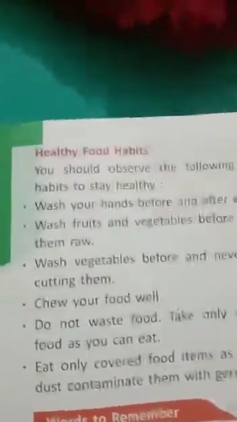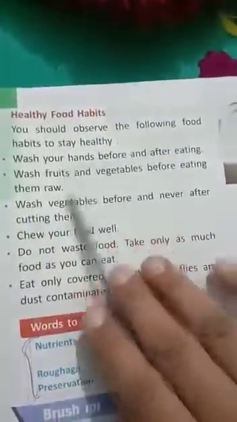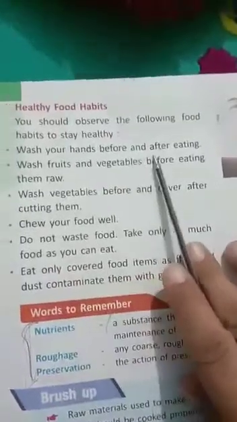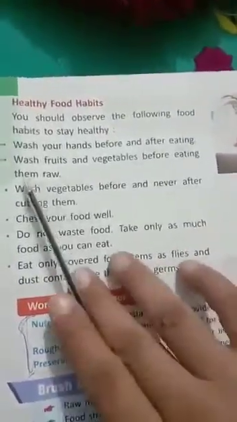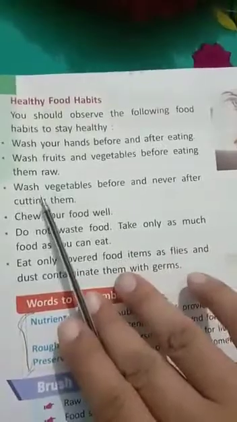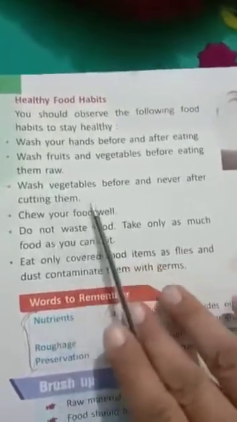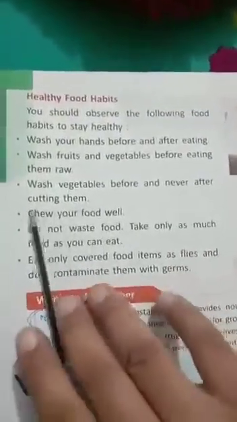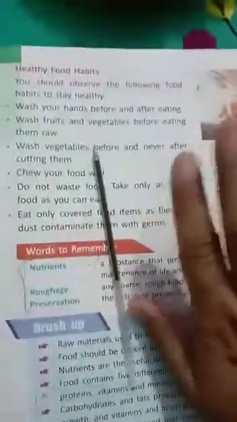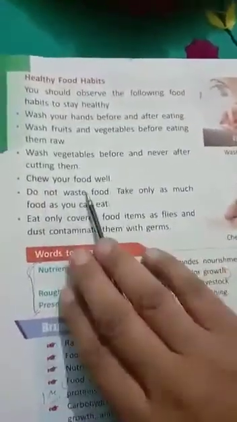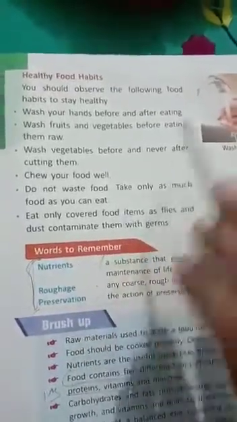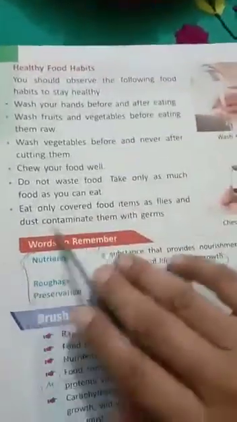Now healthy food habits. Which good habits are there? You should observe the following food habits. Wash your hands before and after eating. Clear? Wash fruits and vegetables before eating them raw. Wash vegetables before and never after cutting them. Firstly you have to wash your vegetables, but after cutting you can't wash them. Chew your food well. Do not waste food. Take only as much food as you can eat.